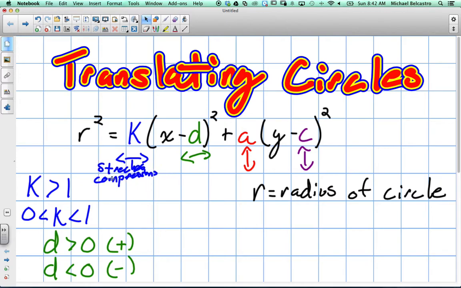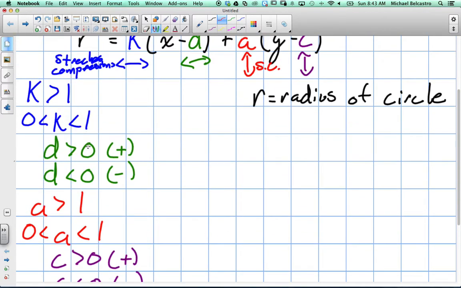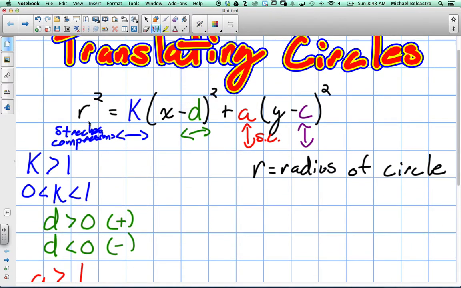I'm going to move our stretches and compressions just because I want to fill in some of the information. Our A value gives us vertical stretches and compressions. I'm just going to call it SC from now on. And our C value gives us vertical translation, so moving the entire circle up and down. So we're going to build our rules, and I've set up what our parameters are. The first thing we need to realize is that the number that we're equal to is essentially the radius squared. So r is the radius of the circle.